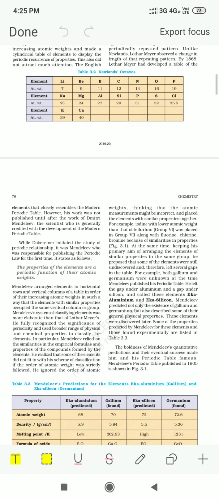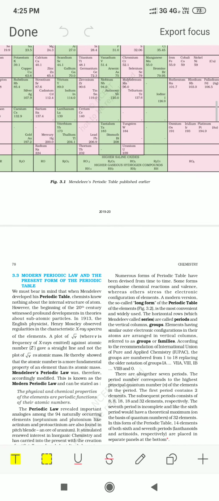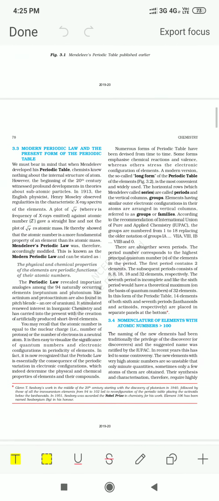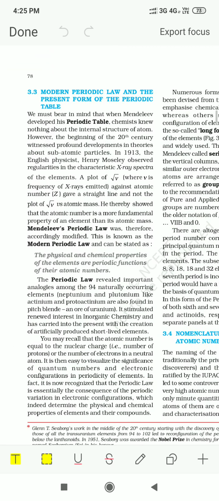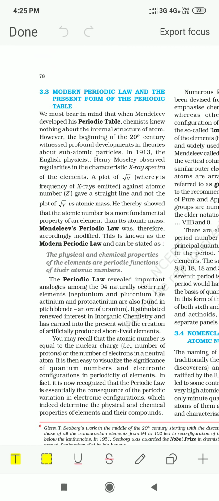Now in the modern periodic table we know that the elements are placed according to the increasing atomic number. The elements are placed in order of the increasing atomic number. So we can say that the periodic law is that the physical and chemical properties of the elements are periodic functions of their atomic number.